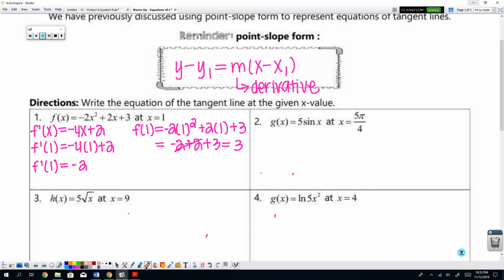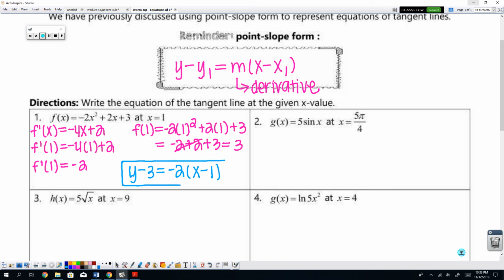Okay, so our y value is 3, our x value is 1, which is given to us, and at 1, our derivative is negative 2. So our final answer will be y minus 3 equals negative 2 times x minus 1.